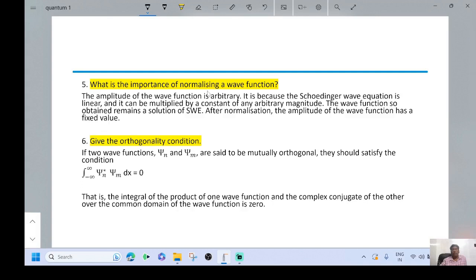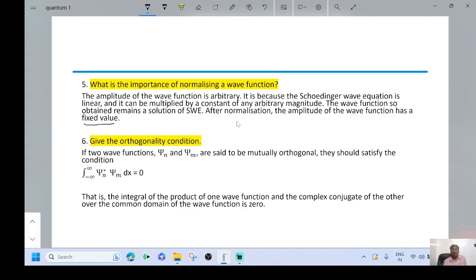What's the importance of normalizing a wave function? Suppose a wave function is unnormalized, that should be multiplied by a constant called a normalization constant. Once the wave function is normalized, that will provide definite eigenvalues. The amplitude of the wave function is arbitrary. It is because the Schrodinger wave equation is linear and it can be multiplied by a constant of any arbitrary magnitude. The wave function so obtained remains a solution of Schrodinger wave equation. After normalization, the amplitude of the wave function has a fixed value.